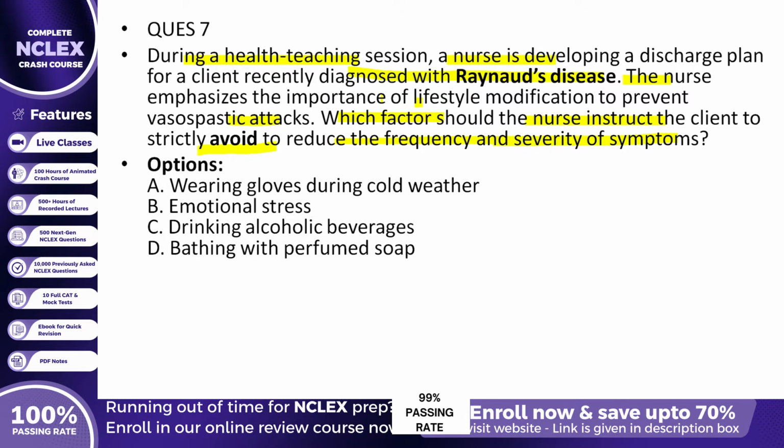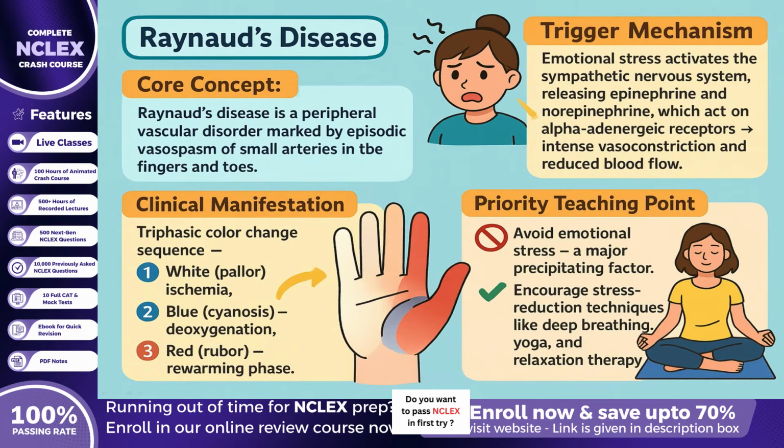Wearing gloves during cold weather, B. Emotional stress, C. Drinking alcoholic beverages, and D. Bathing with perfumed soap. The correct answer is B. Emotional stress. In Raynaud's disease, also known as Raynaud's phenomenon, the problem lies in the exaggerated vasoconstrictive response of small arteries and arterioles, particularly in the fingers and toes.